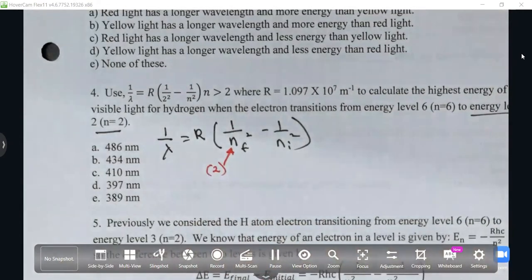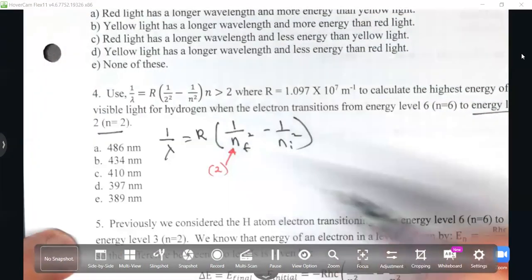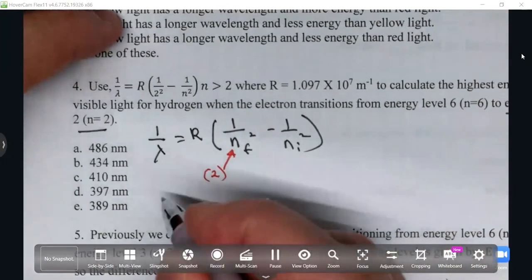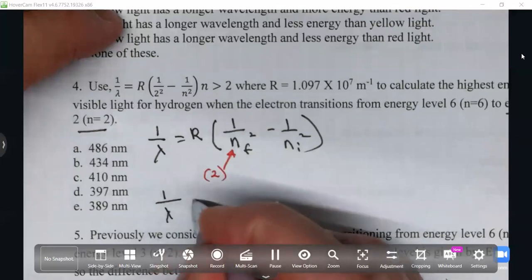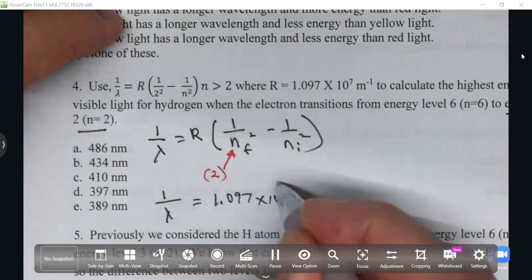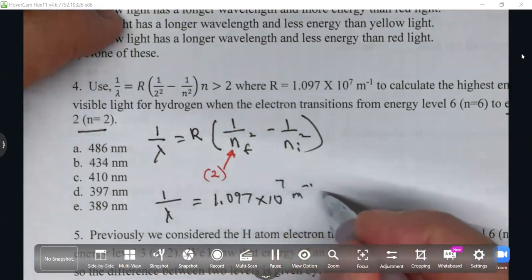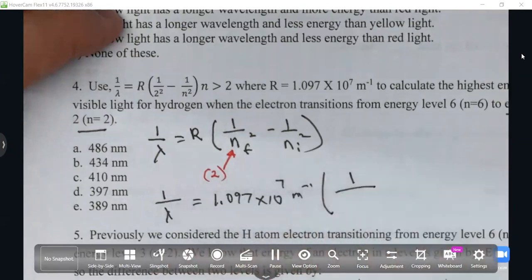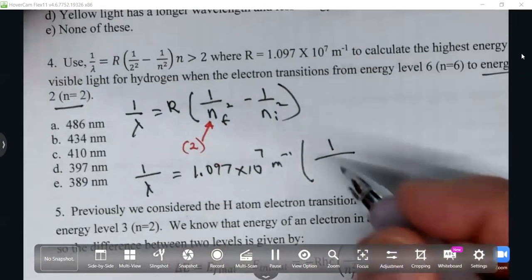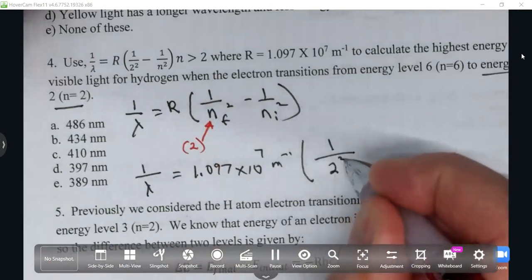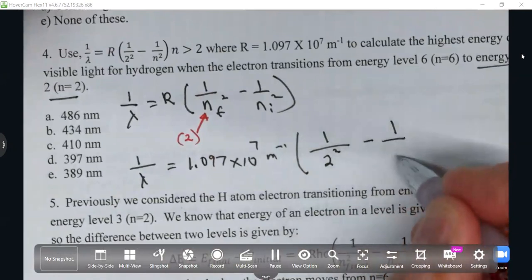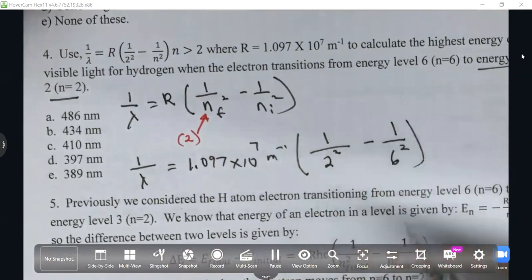Now to do this calculation, we're just going to flip our answer when we get all done, but let's do the right side here. So we got 1 over lambda is equal to 1.097 times 10 to the 7 meters to the minus 1. And I'm just going to square it right away. Well, no, I'll put it in. So this would be 2 squared, which is going to be 4, minus 1 over 6 squared, which is going to be 36.